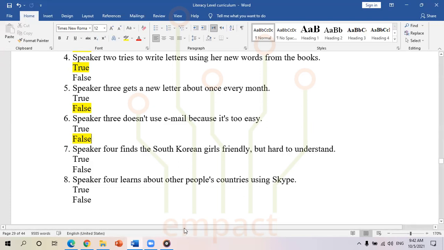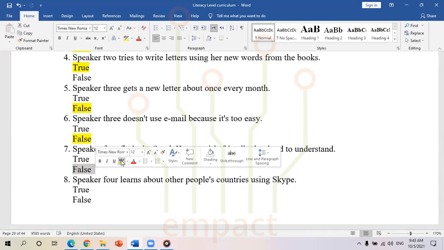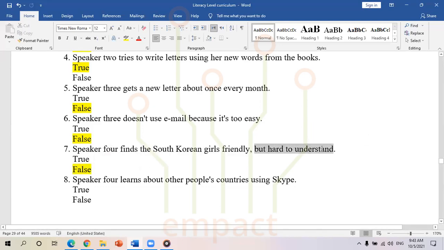Did you get the idea? The question they wrote here is about Speaker 4, who finds that South Korean girls are friendly but hard to understand. Is that true or false? False. Because as you heard, she said their accent is easy to understand, isn't it? Yes, easy to understand. Exactly. Okay, so this is a false, because here we have hard to understand, but actually it's easy to understand.